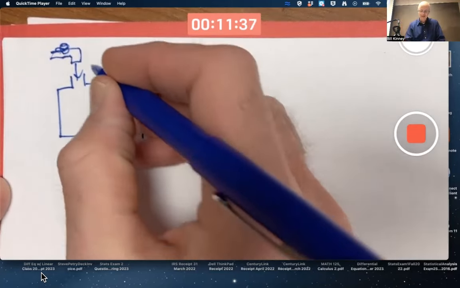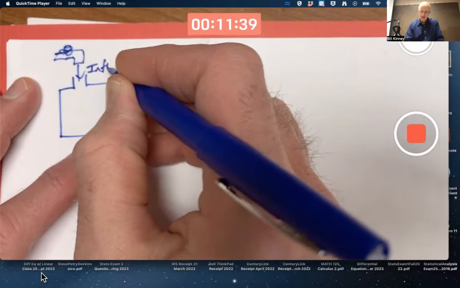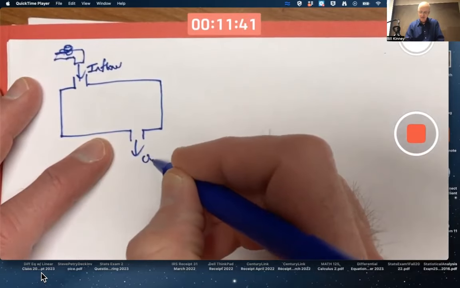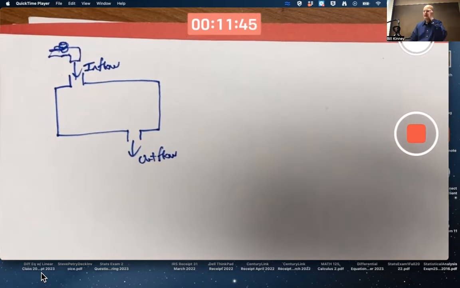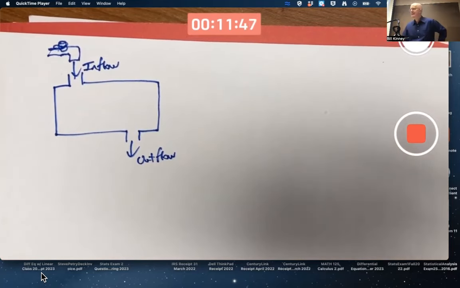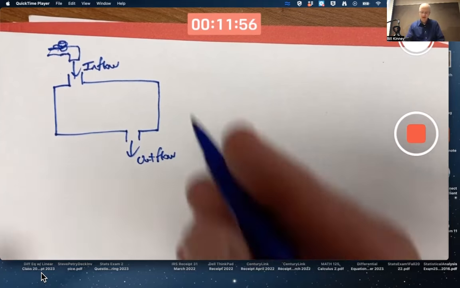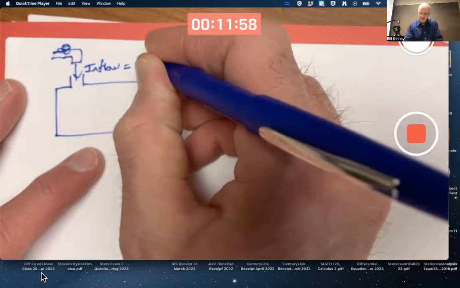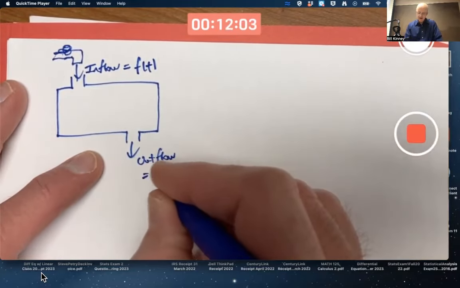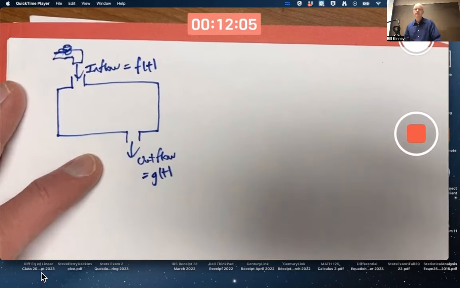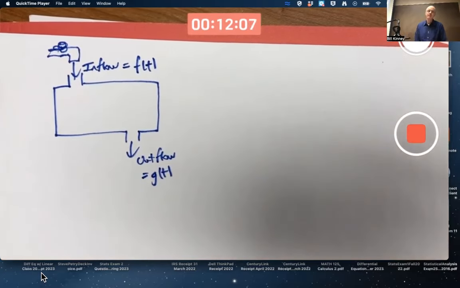It's a certain inflow here and a certain outflow here. Now, when I call something a flow, it's implied that that's actually a rate of change, a derivative, though I'm not going to use derivative notation. I could call the inflow, say, f of t, and the outflow, say, g of t, where t is time.